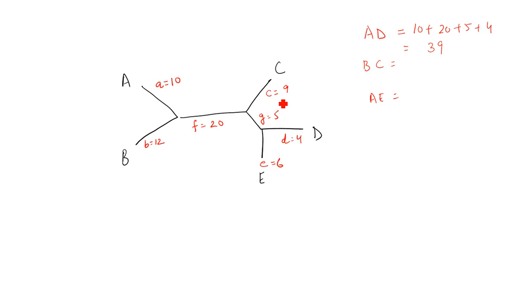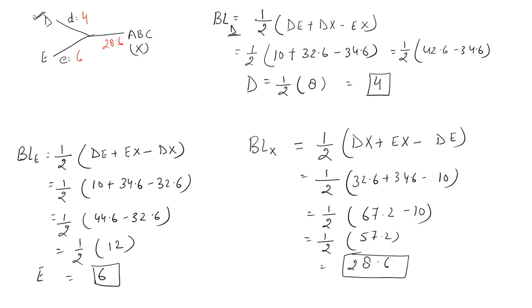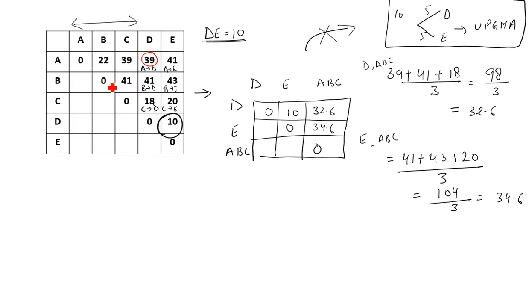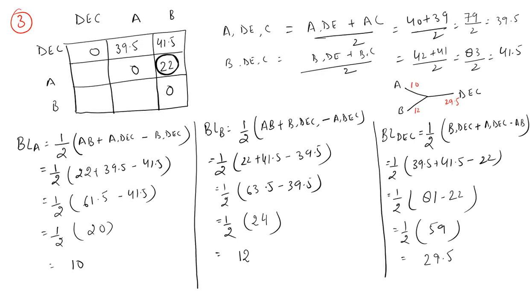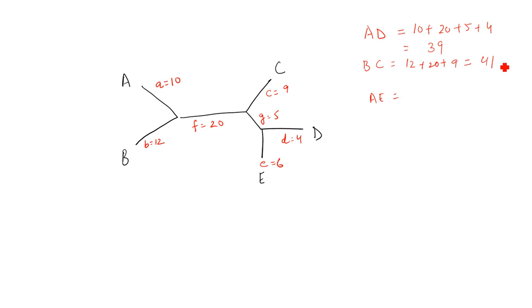Now calculate for BC. You can do the same thing. You can pause the video and calculate this. The BC value is B, which is 12, plus 20 which is the F value, and 9. So 20 and 10 is 30, 32 and 8, it's 41. Let's check the BC value. B and C is here. See here, it's 41, and we got 41.